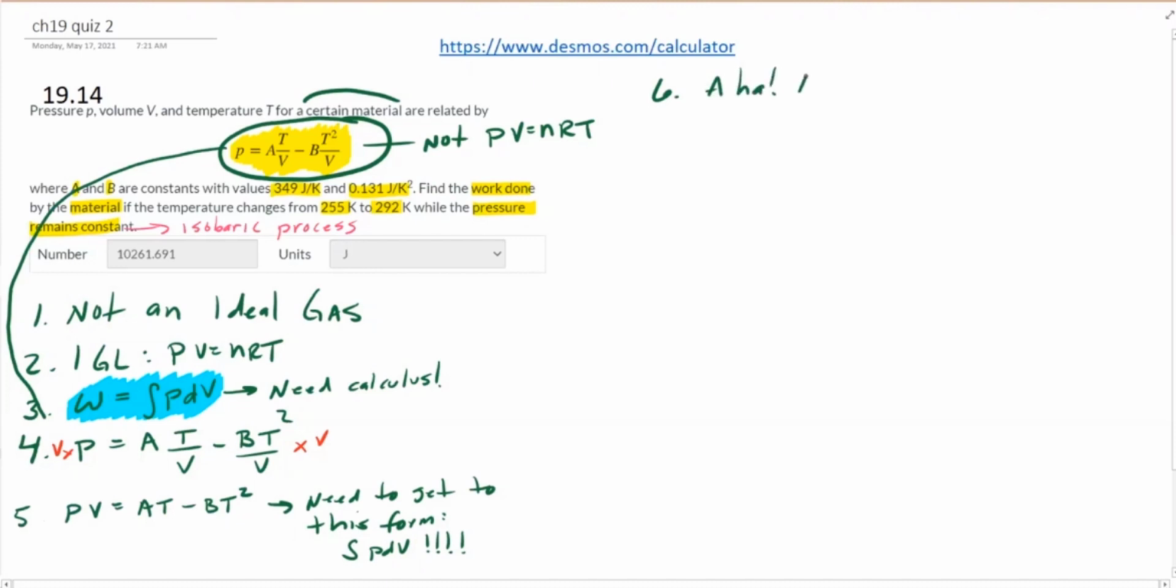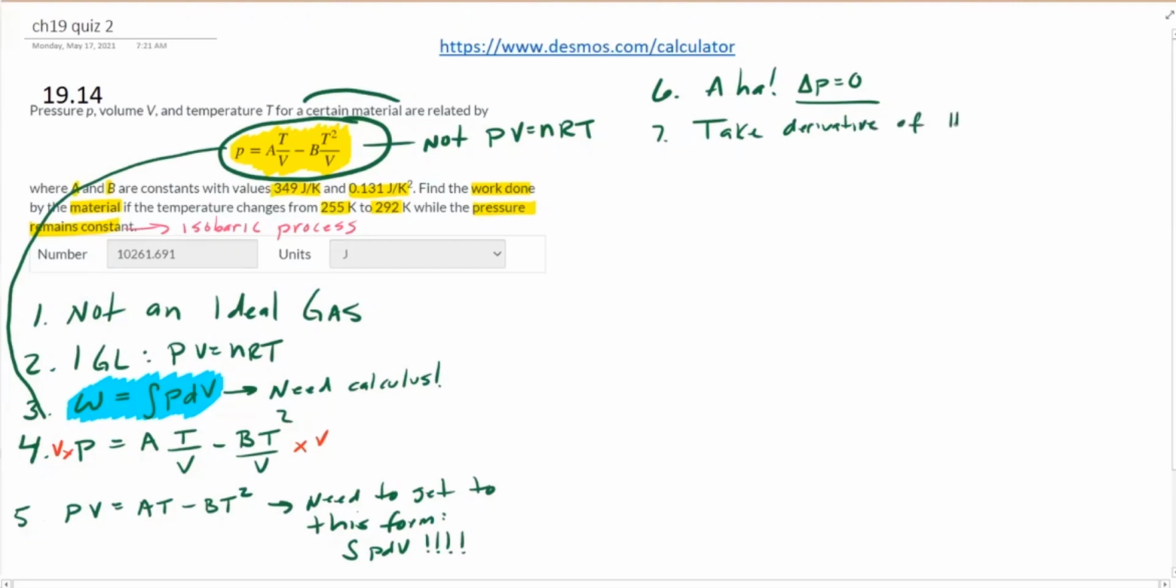Pressure is constant. Here's my way of writing pressure is constant. Just a nice shorthand way. Delta P equals 0 means pressure is constant. It says, find how much work happens during this process if the pressure remains constant. This is, again, how I'm going to say pressure remains constant. So I'm going to take the derivative of both sides. Take derivative. Differentiate both sides.